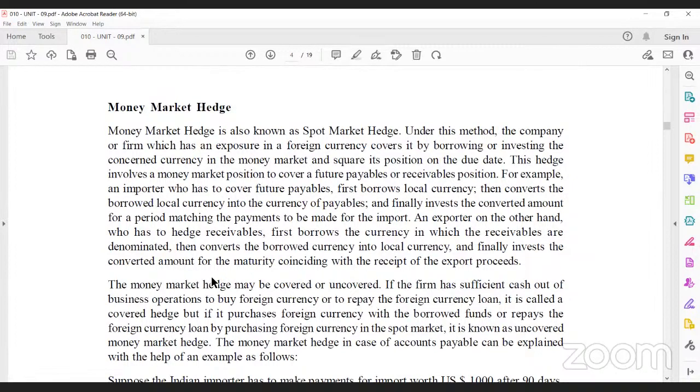Similarly, exporters, who have to hedge receivables, will first borrow the currency in which the receivables are denominated. Then they will convert this borrowed currency into local domestic currency. And finally, they invest the converted amount until maturity with the receipt of the export proceeds.